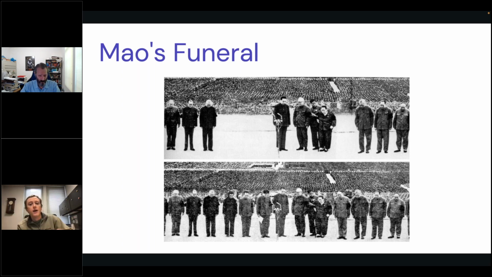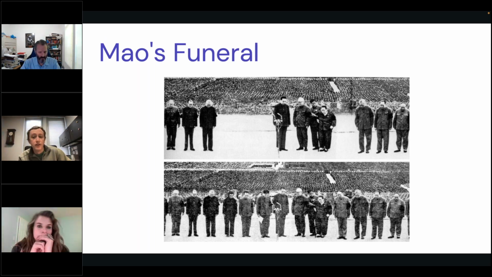of the time. So here is a really interesting artifact from the 1970s. These are two different versions of a photograph depicting Mao's own funeral. On the bottom is the original photograph. You can see some people have been removed in the revised photo on the top. Now, what's really fascinating about this revision is that there are these gaps left in the photograph.